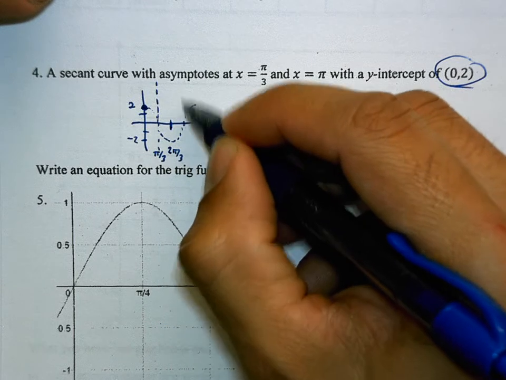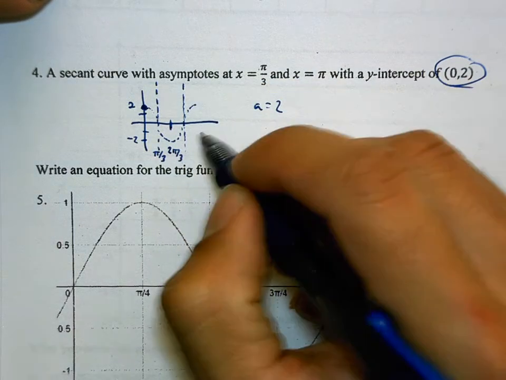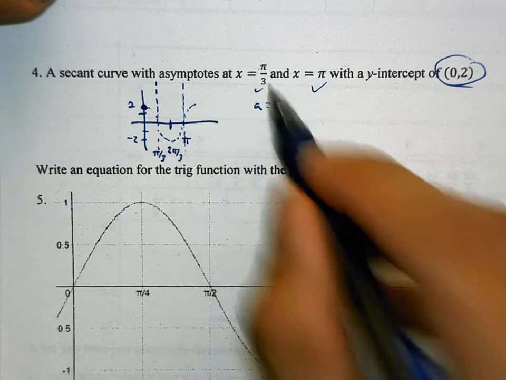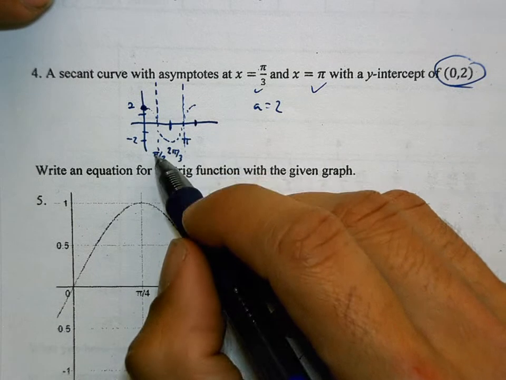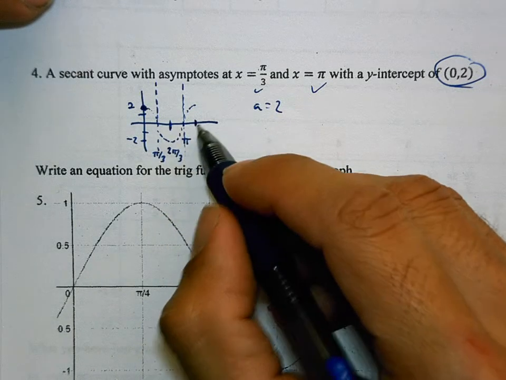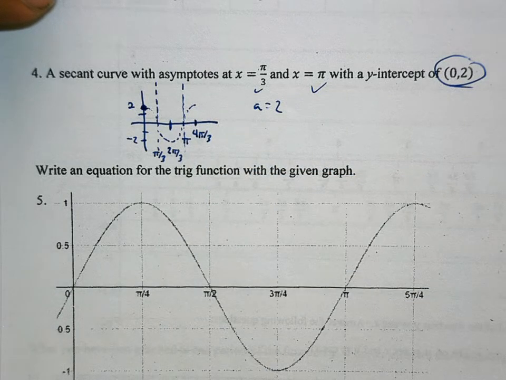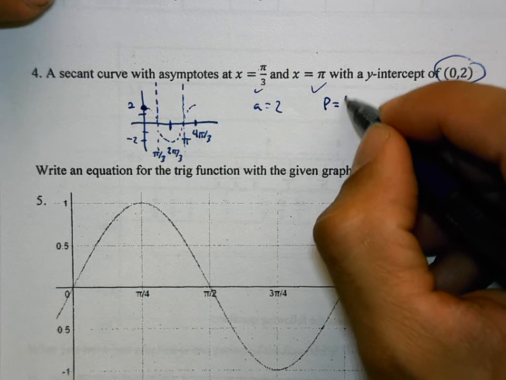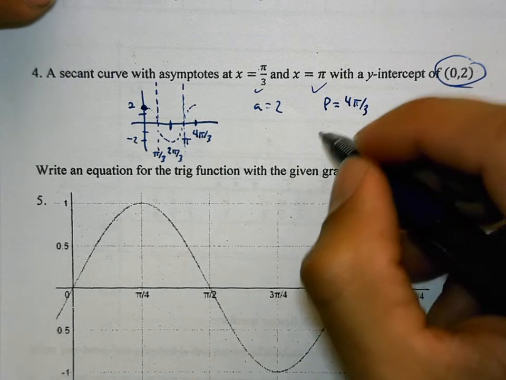And then this must be 3 pi over 3. 3 pi over 3 must be pi. So that matches up. Let's go one more quartile. 1 pi over 3, 2 pi over 3, 3 pi over 3. This must be 4 pi over 3. So I know my period is 4 pi over 3. And that's not the B value.